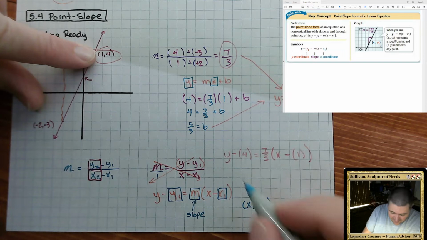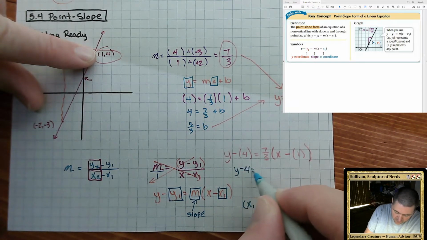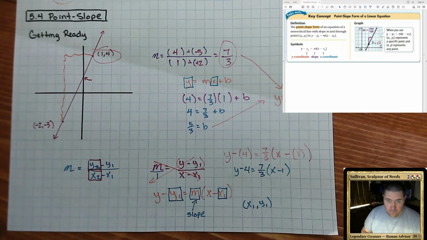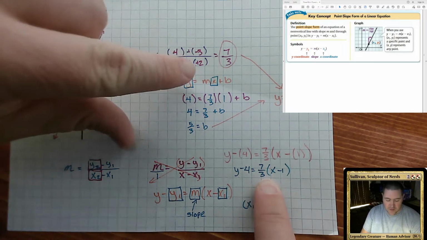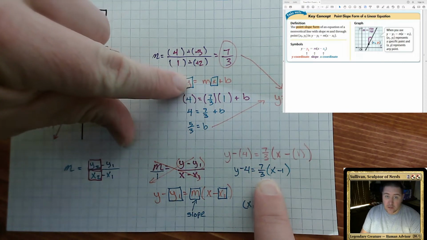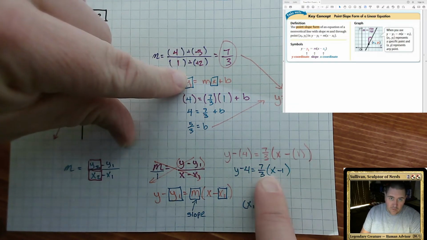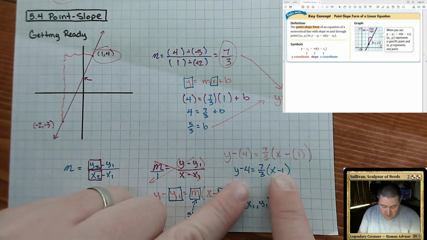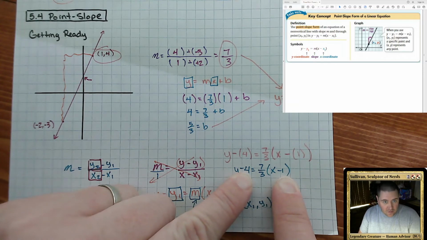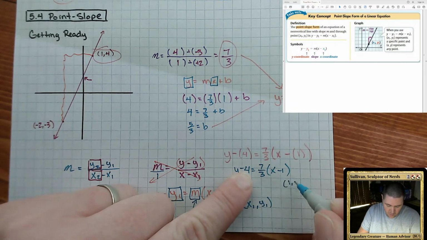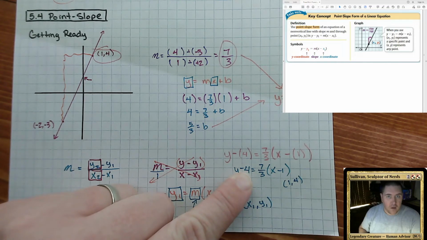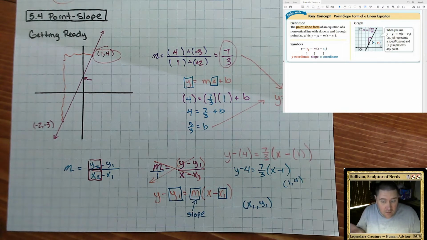And that's it. I would just say y minus 4 is 7/3 x minus 1. Done. Okay? Now it doesn't look the same as this because it's a different form. Tennis shoes, work boots. But this still tells me all the relevant information I need. It'll tell me a point to start from, 1, 4, and it'll tell me the slope to make the rest of my line. That's all I need. I don't need them to be fancy, I just need them to be functional.